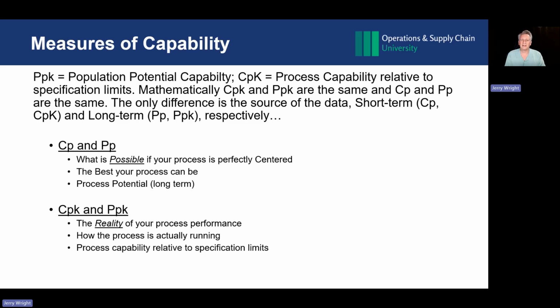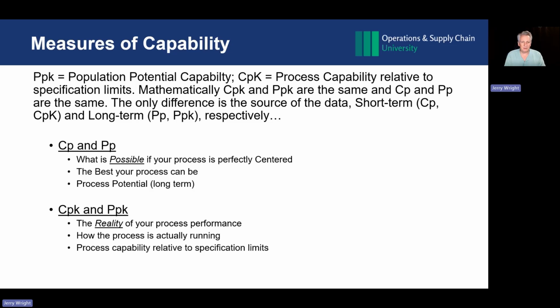That means it's the entire data set. It's everything. It's long-term. CPK is more process capability relative to the spec limits and a more short-term thing. So mathematically, CPK and PPK are the same, as well as CP and PP. Those are potential capability. They're the same. The only difference is the source of the data. Short-term is going to be CP and CPK. Long-term is PP and PPK, respectively.